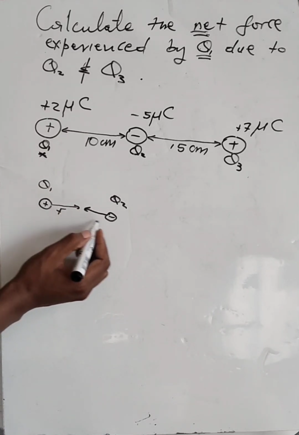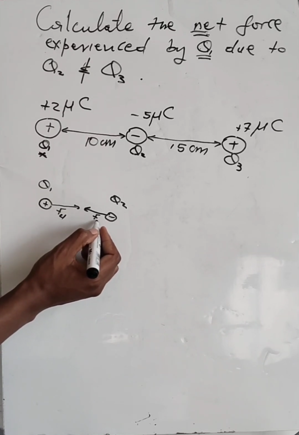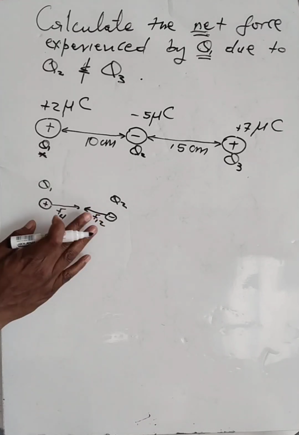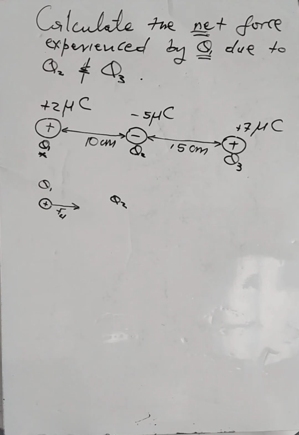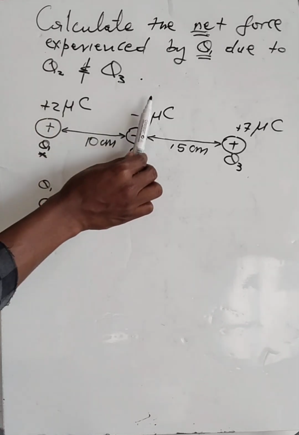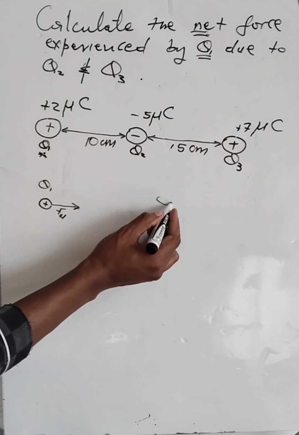So this is the force exerted by 2 on 1. This is the force exerted by Q1 on 2. But the question asks about Q1, so I will remove this one. So we have made the free body diagram for Q1 and Q2. Now let's do it for Q1 and Q3. So I will have Q3 here.